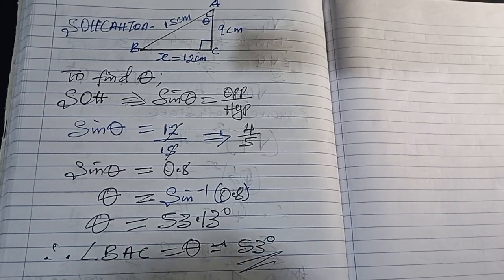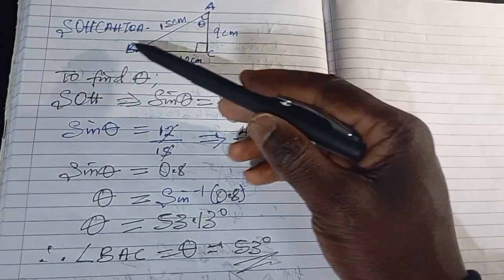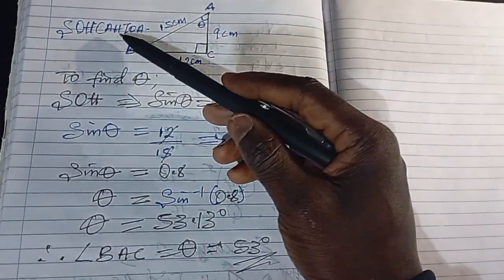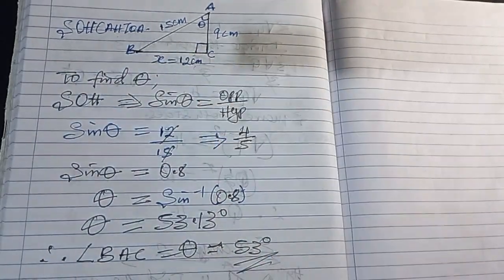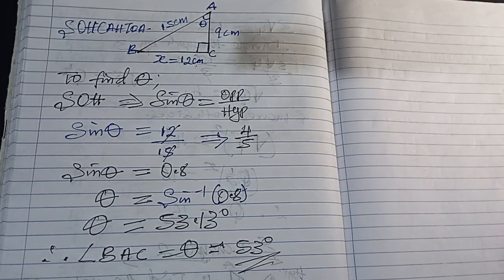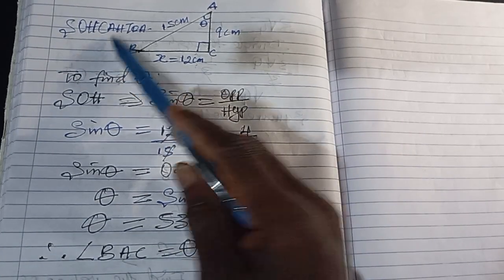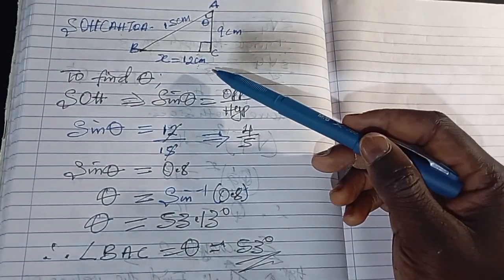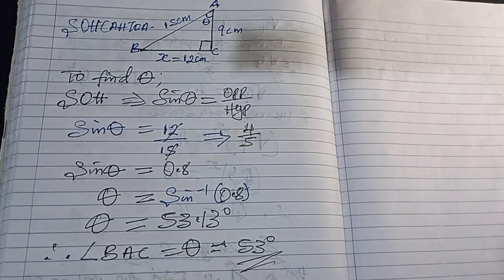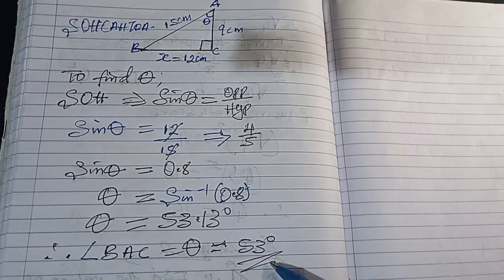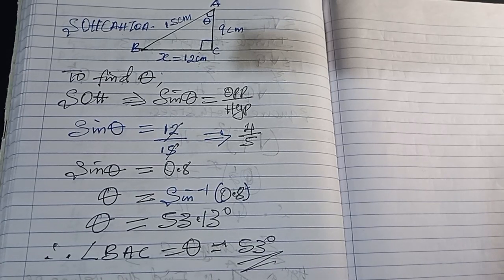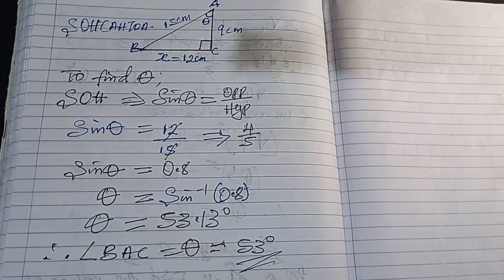Now, as I told you, you can still use other ratios, like CAH, that is cos theta, or TOA, that is tan theta, or tangent of the angle. So if you want to use cos theta, you make reference to adjacent and hypotenuse. So just take the ratios and find the cos inverse. You will definitely have 53 degrees. Now ask your question if you have any problem here.